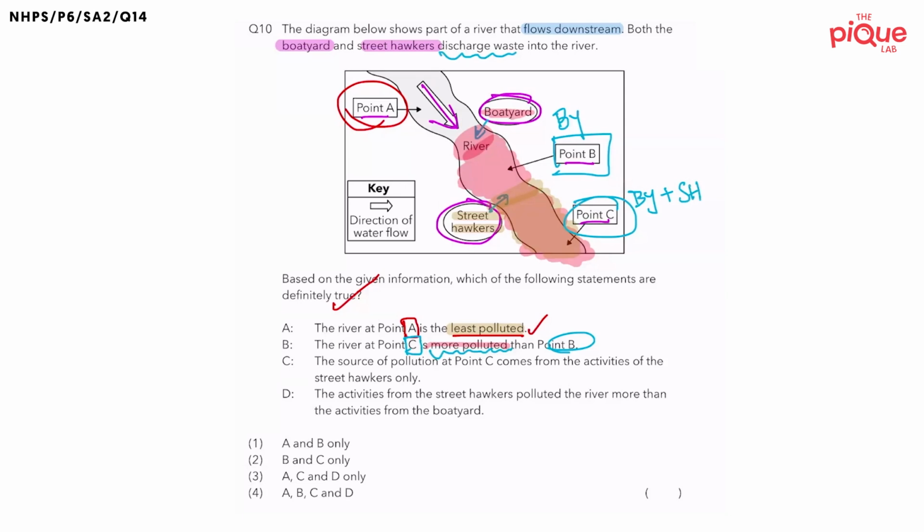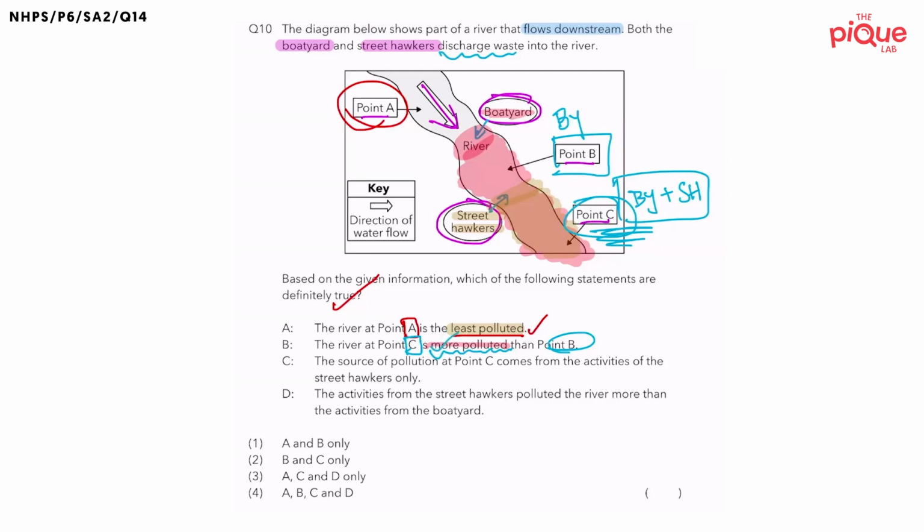Which means to say that if you compare points B and C, who is more polluted now? You can tell me that point C is more polluted, correct? Because it contains waste not only from one place like point B, it contains waste from two places, okay, from boatyard and street hawker. Which means, is statement B correct? Yes, statement B is correct. C is more polluted than point B. Then we can put a tick over here.